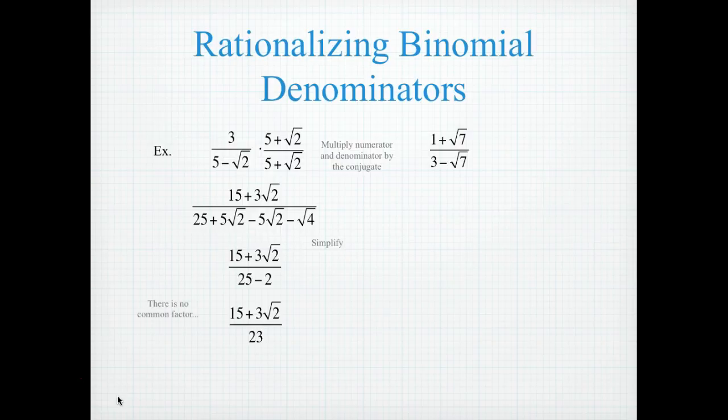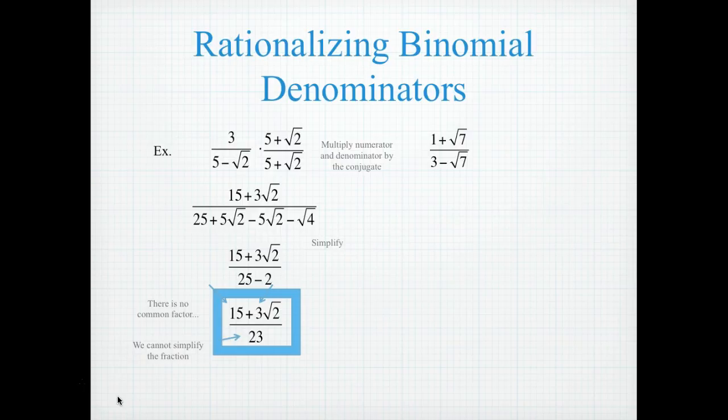Now we have to look to see if we can simplify the fraction. In this case, our focus is on 15, 3, and 23. There is no common factor between those three numbers, therefore we conclude we cannot simplify this fraction. And our answer is 15 plus 3 root 2 over 23.